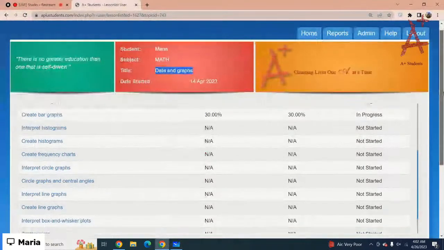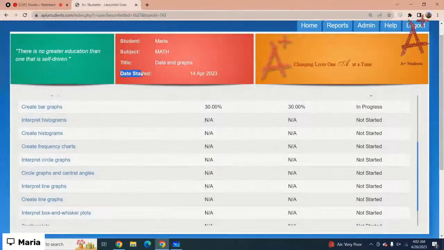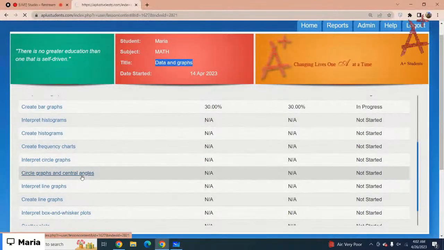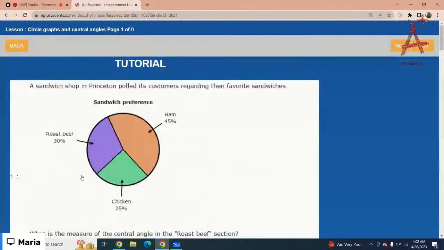Okay, here I'm on the chapter grade 7 math. The chapter is data and graphs, and let's just start with the lesson that is circle graphs and central angles. Okay, let me read the question. Just listen to me carefully. A sandwich shop in Princeton polled its customers regarding their favorite sandwiches. What is the measure of the central angle in the roast beef section?